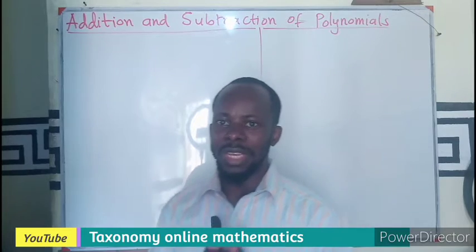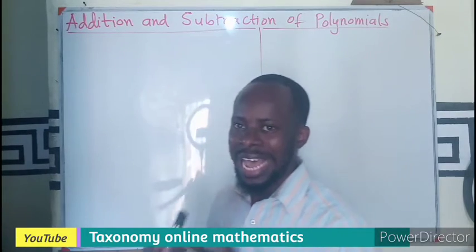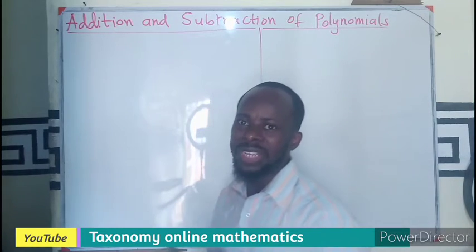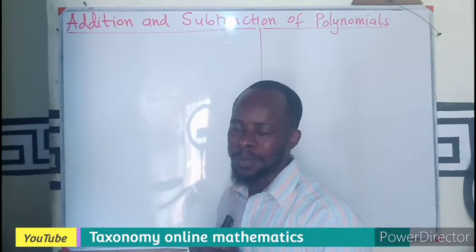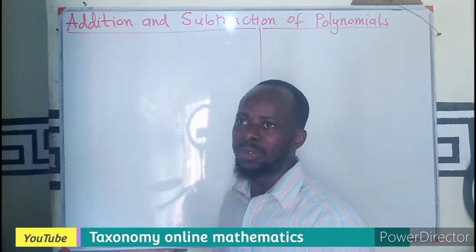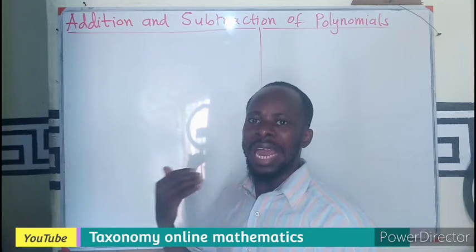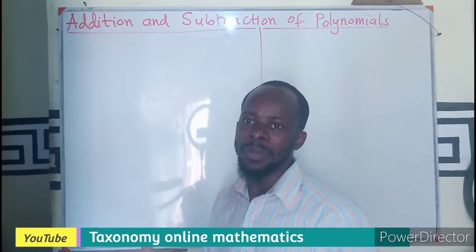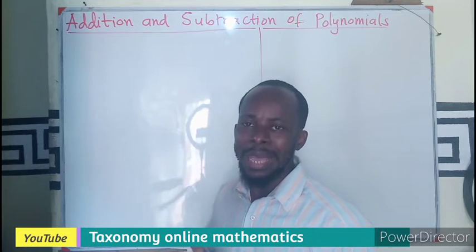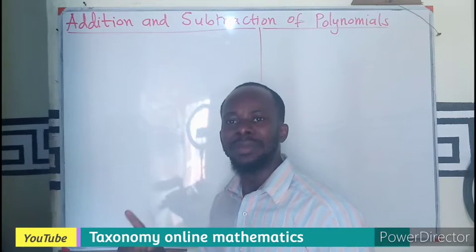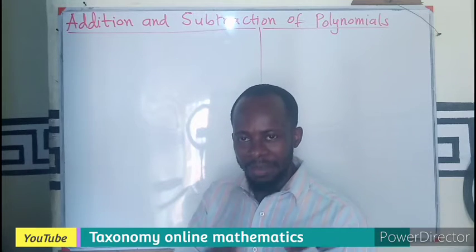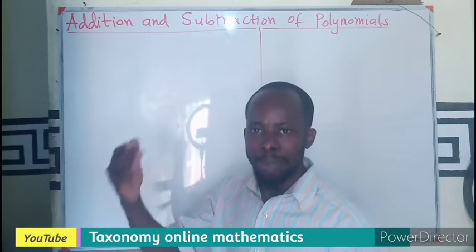Now, what we need to do under addition and subtraction is just as normal additions and subtractions, but in this kind of subtraction we are going to make use of like terms more often. Our addition and subtraction is going to be based on like terms, and when we say like terms, we are only referring to same variables of the same power.